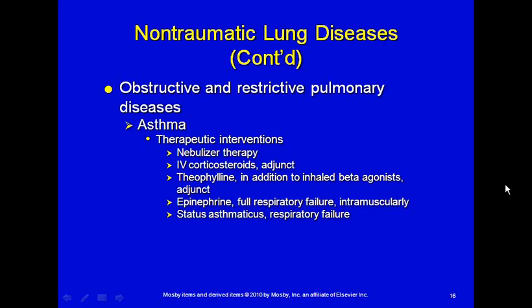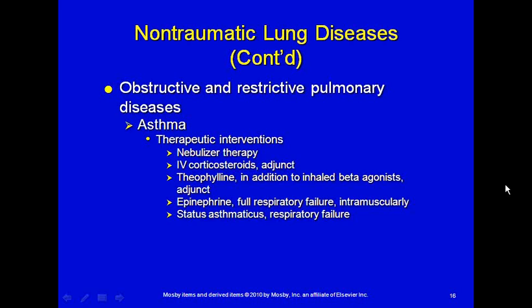And then Xopenex is another one. Xopenex is a nebulized therapy treatment that truly is beta 2 selective. It's a 3rd generation bronchodilator and causes little, if any, increase in the heart rate. IV corticosteroids certainly are adjunctive therapy. Steroids take a while to work, so the sooner you can get them going, the better. Theophylline is something that certainly is being done.